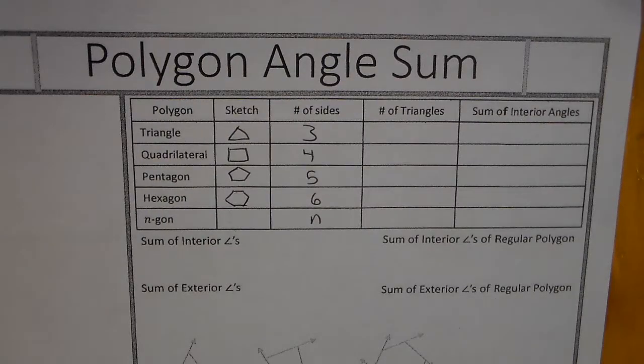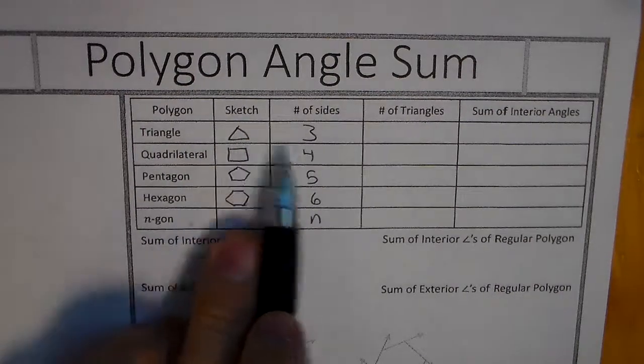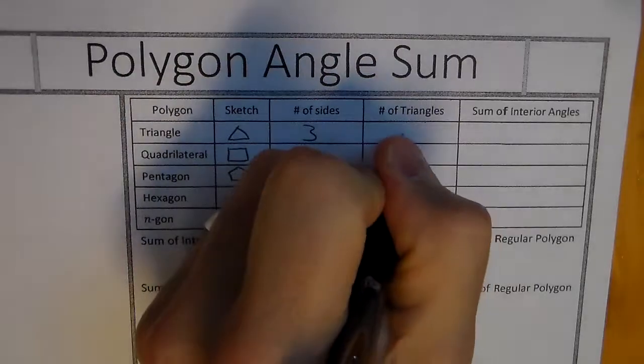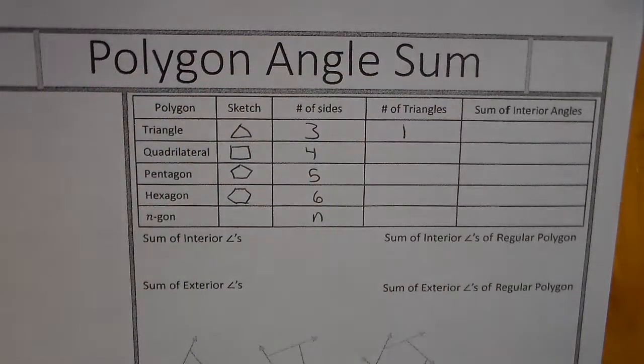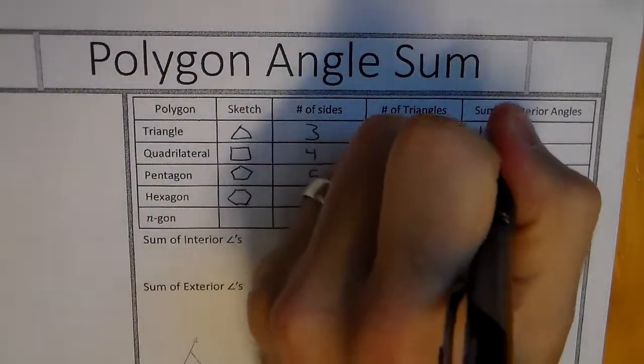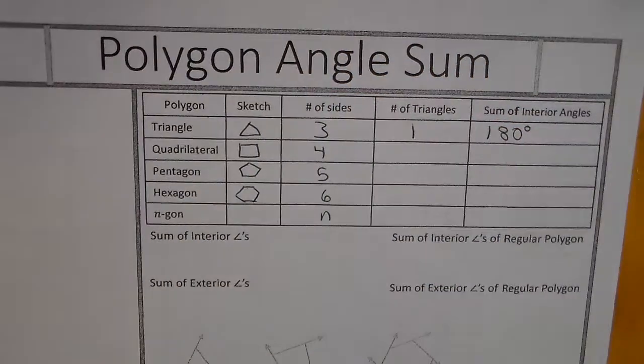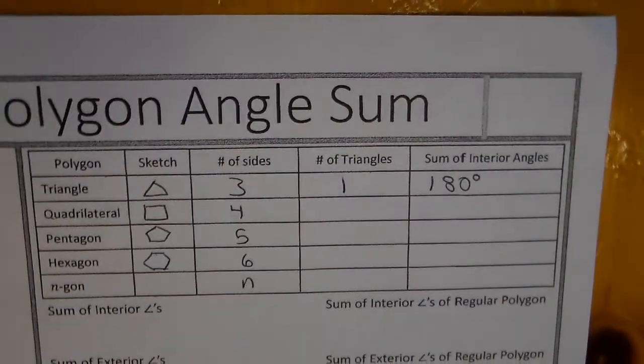As we start to look at the Polygon Angle Sum, we're going to look at this table to see what kind of patterns develop whenever we're looking at the angles of a triangle and different polygons as we go on. So the basic one we know first is a triangle. A triangle looks like that, has three sides, and has one triangle in it. And we do know that the sum of the interior angles is 180 degrees. So that's what we come in with knowing.